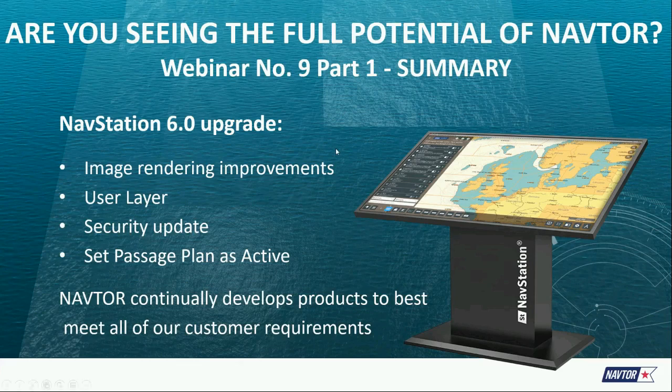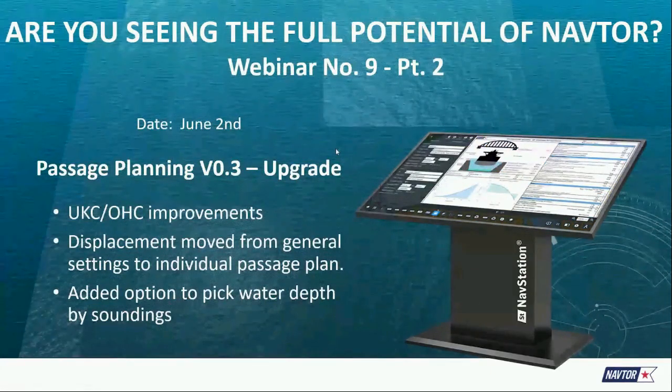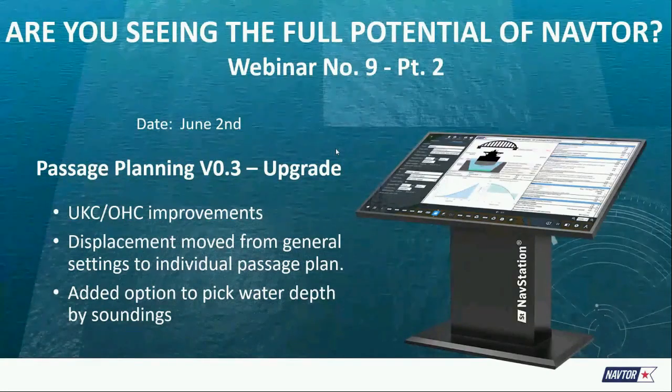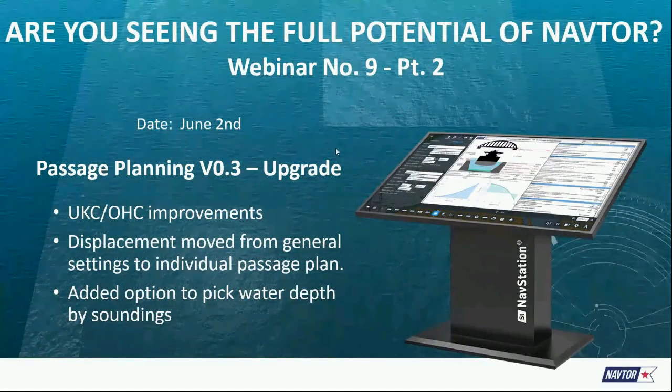So moving on for webinar number 2 in this series, we decided to split it because the discrete upgrade, which we're calling version 3 of the passage planning, is quite a significant upgrade. So this is separate for a start, but also is going to take a reasonable amount of time. So slightly longer webinar next time for part 2. That's due to be on June the 2nd. We're talking about the overhead clearance.